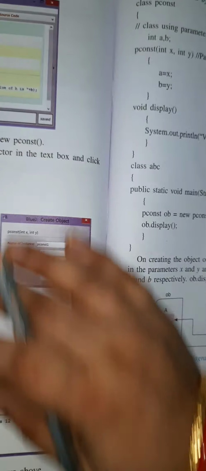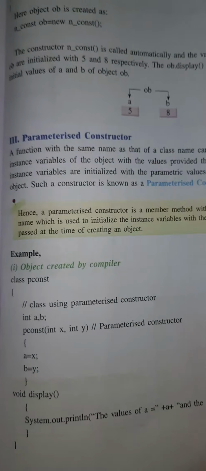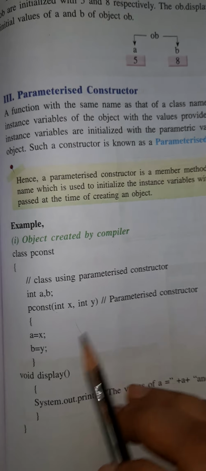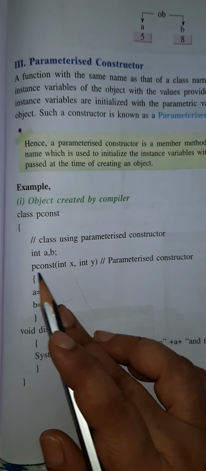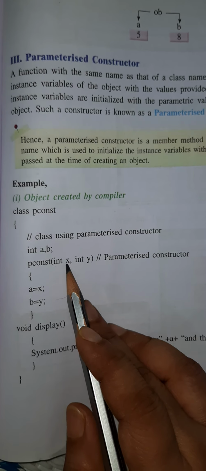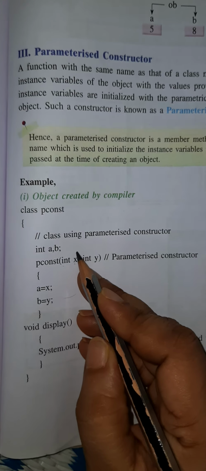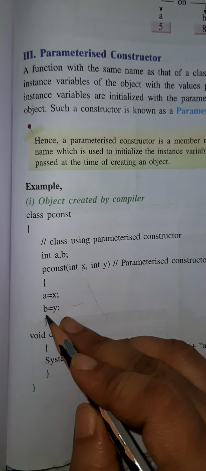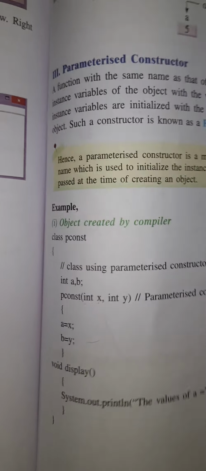So this also can be done in 2 ways, through the compiler as well as by the programmer. Here you can see the class name is there, 2 variables are declared, and a parameterized constructor is there. So here x and y are there, and a is equal to x, b is equal to y. So the x value will come and get stored in a, and the y value will come and get stored in b. And here the display, and the input part is not there.